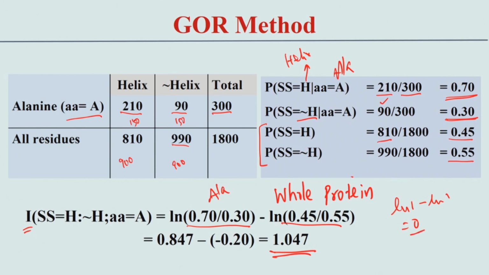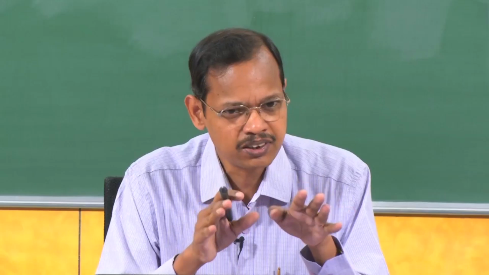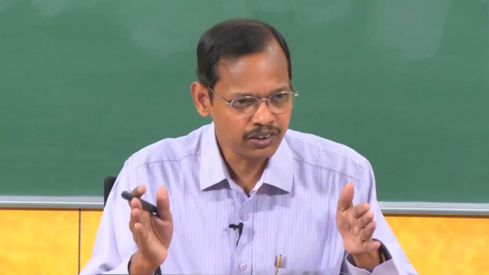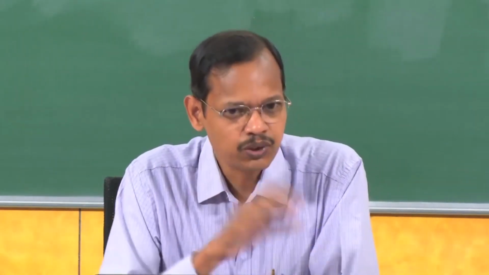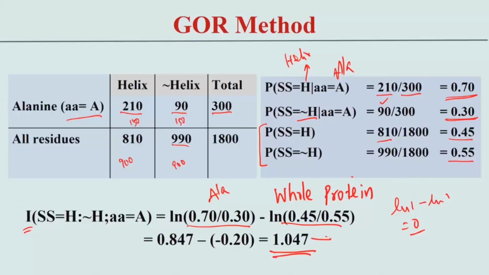This will tell you that if it is randomly distributed, that means the distribution is the same in the full protein level as well as at any residue level, then we will get a value of 0. If it is more than 0, then this is the preferred one. If it is less than 0, you can see it is not preferred in that particular secondary structure.